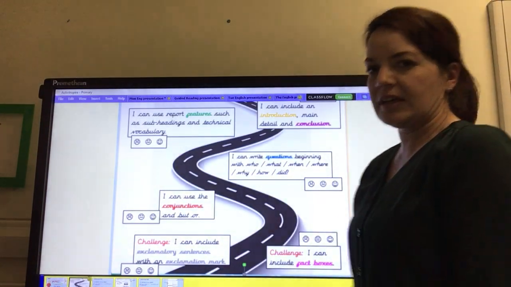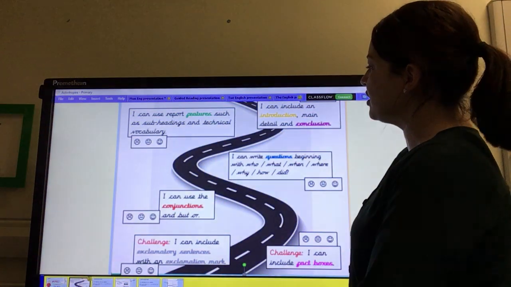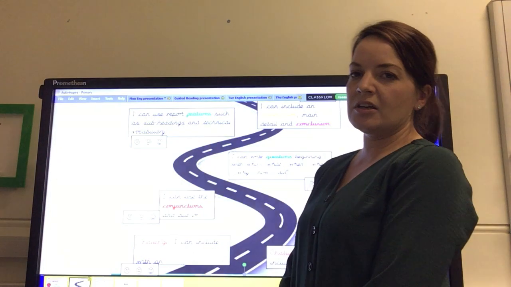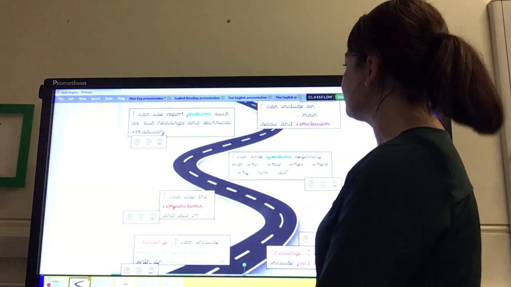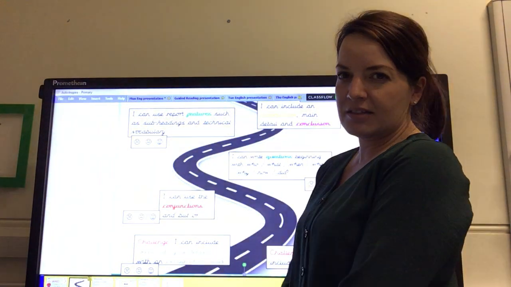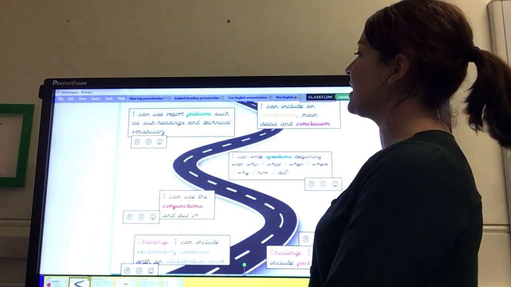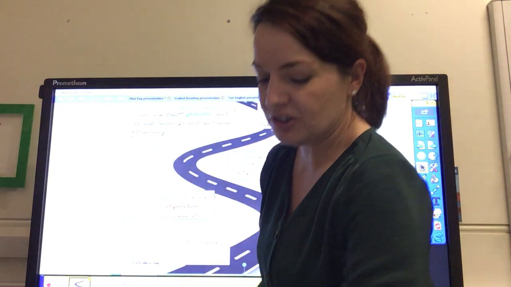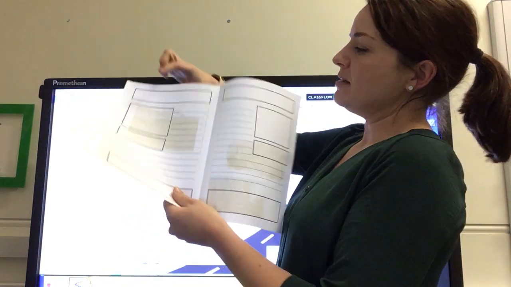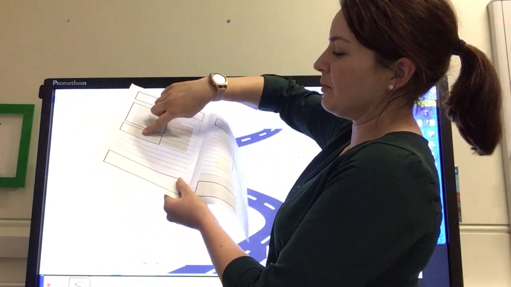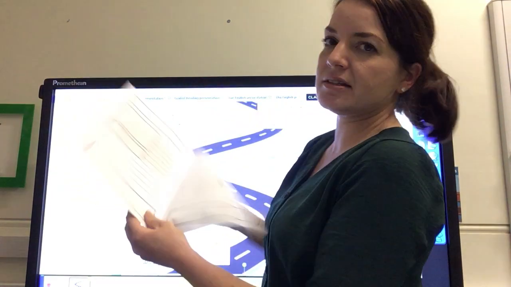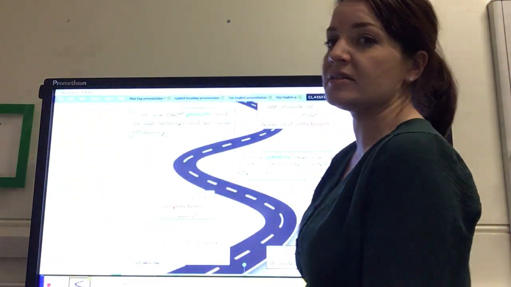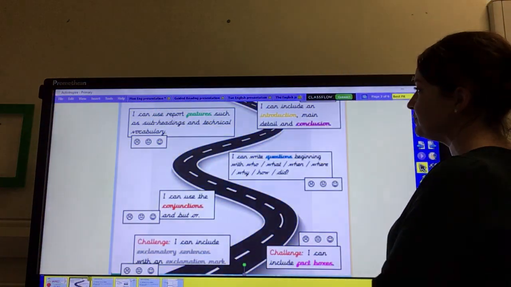Before we start thinking about our writing, I want to remind you of our roadmap that we used when we were writing our booklets about the Great Fire of London. How many of these things can you include in your writing today? We make sure we use those report features such as subheadings, captions, and in your writing, don't forget to use those topic words, that technical vocabulary.